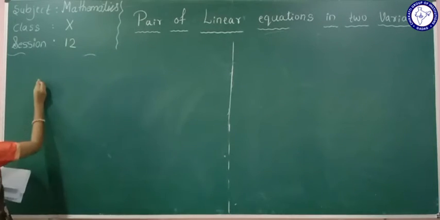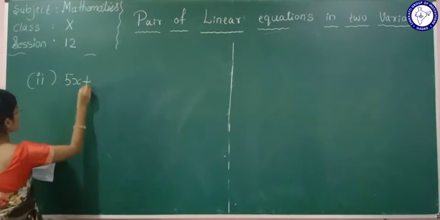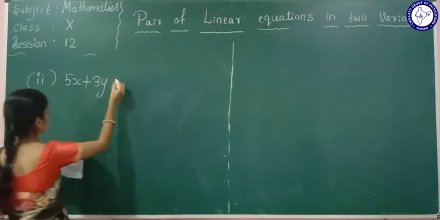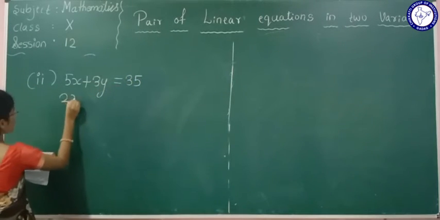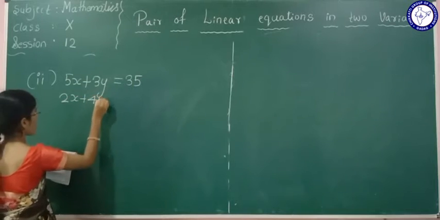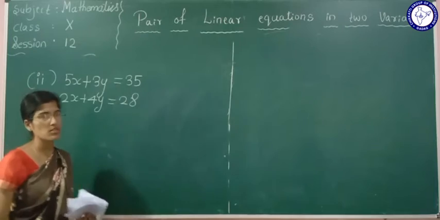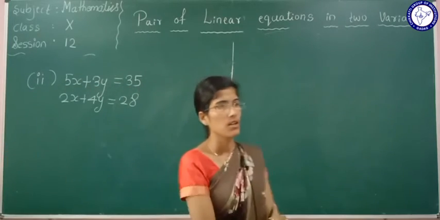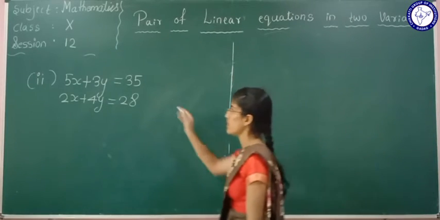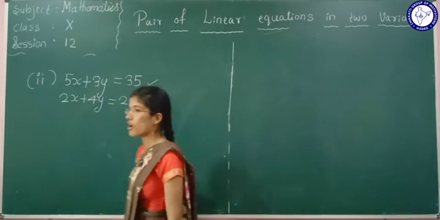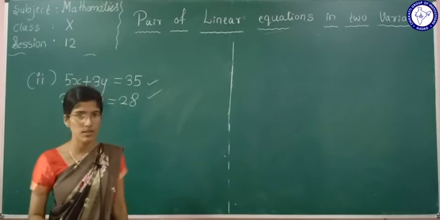So now we will solve 5x plus 3y is equal to 35, 2x plus 4y is equal to 28. We have to solve this by the cross multiplication method. I told you, the first step is you have to write the equation in the form of ax plus by plus c. Students, once more I am repeating.